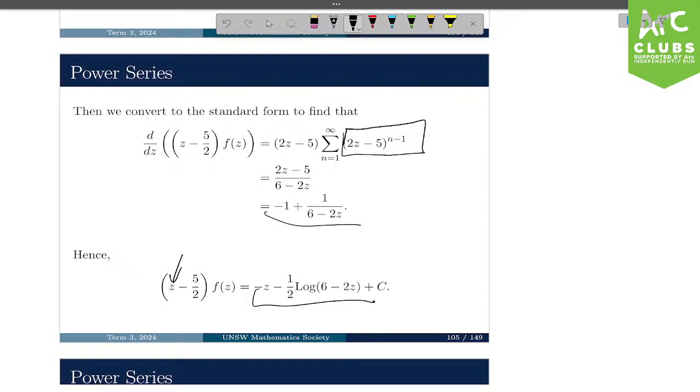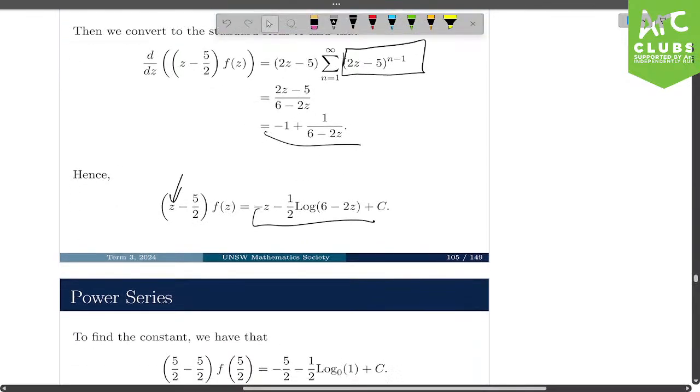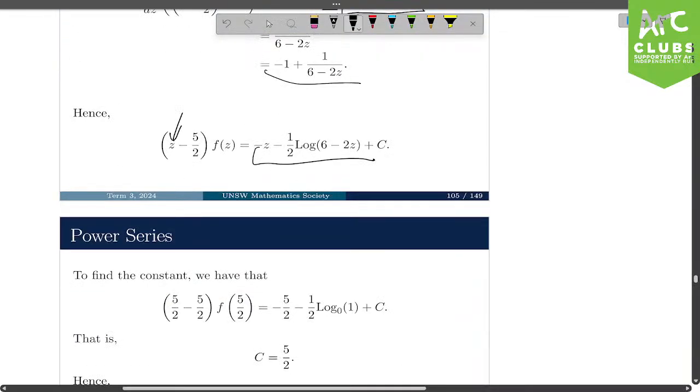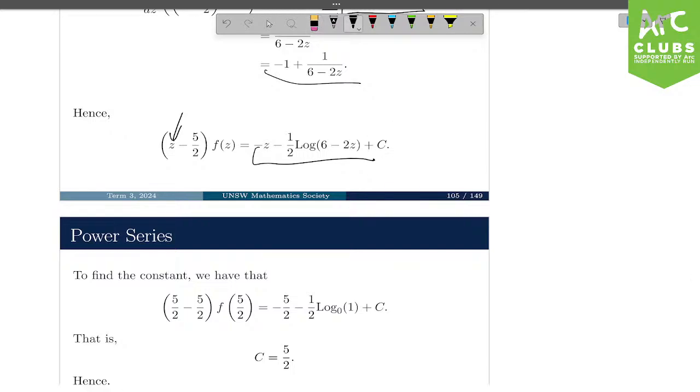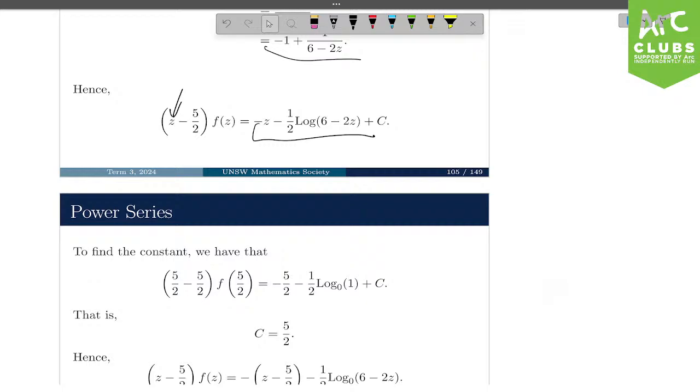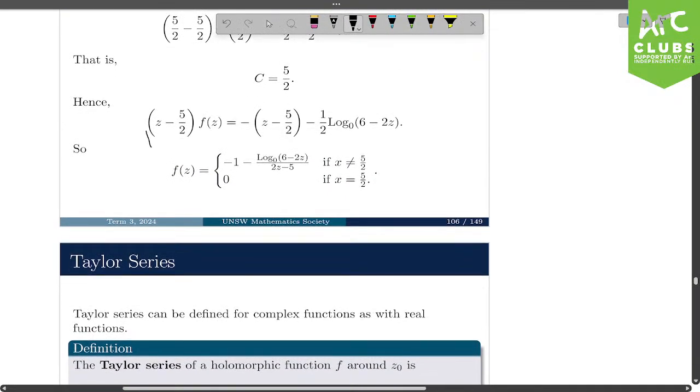Plug in 5 on 2, both sides go to 0, fantastic. 5 on 2 over here. This one is going to be just log of 1, so C ends up being 5 on 2. Fantastic. And last of all, just divide. You guys got this. All right.